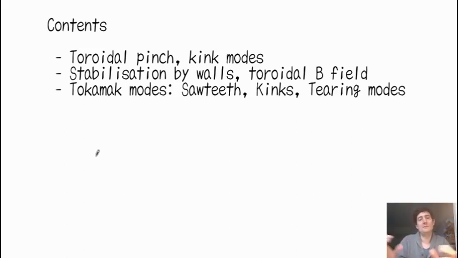So a Z pinch, seen already, was a cylinder. Pass a current through it and this compresses the plasma. A toroidal pinch is the same thing but in a torus. So you pass very large currents in a toroidal machine, compresses the plasma, and as we'll see, produces instabilities.